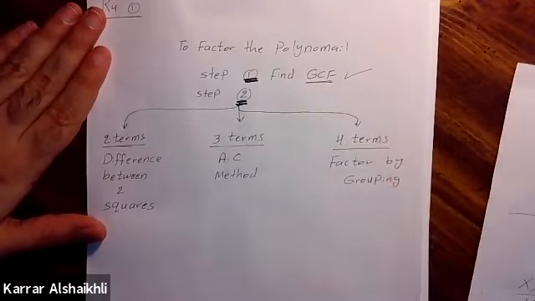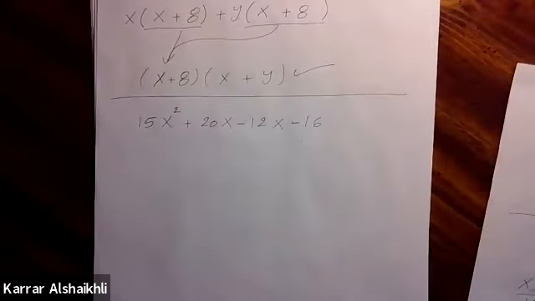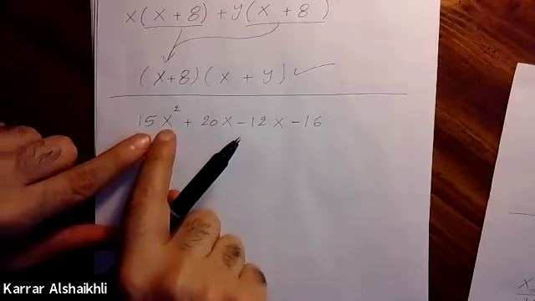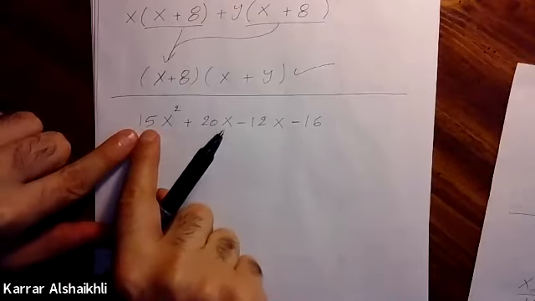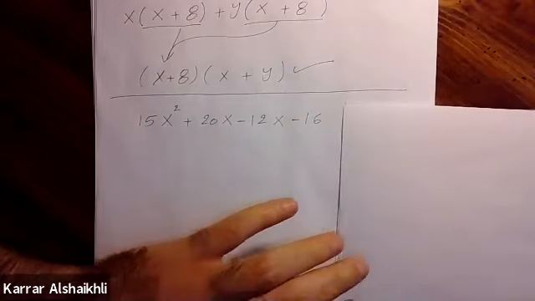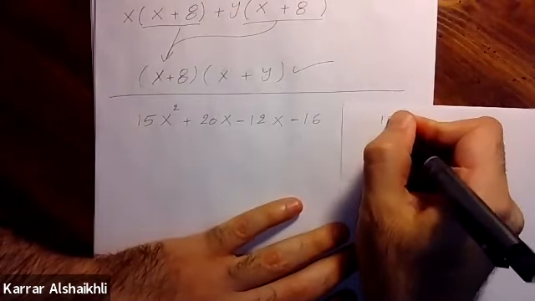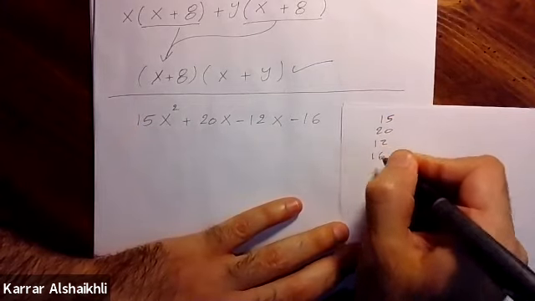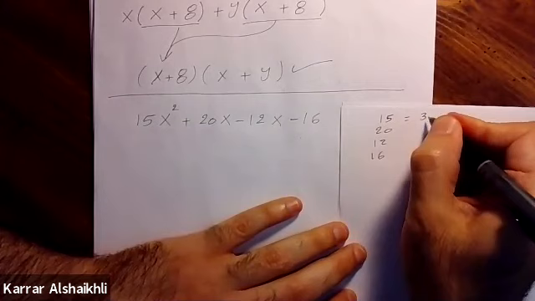Do we have a GCF with this example, yes or no? If there is a GCF, you have to factor it out. If there is no GCF, you have to move to the next step, which is factoring by grouping. Check. I have variables with the numbers. Let's check the numbers first: 15, 20, 12, and 16. The 15 is 3 times 5.